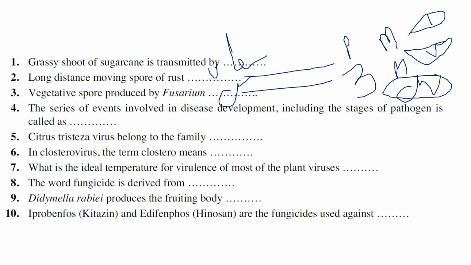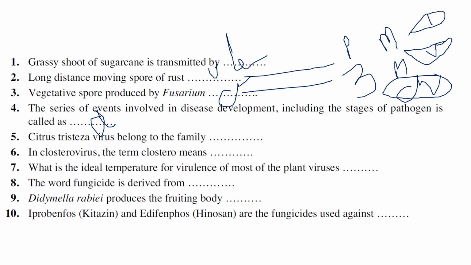The series of events involved in disease development, including the stages of the pathogen, is known as... generally the series of events that takes place during the disease development is considered a disease cycle, or we can also call it pathogenesis. So the disease cycle or pathogenesis.